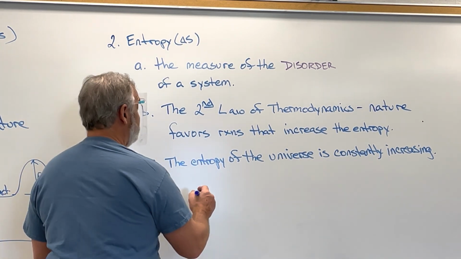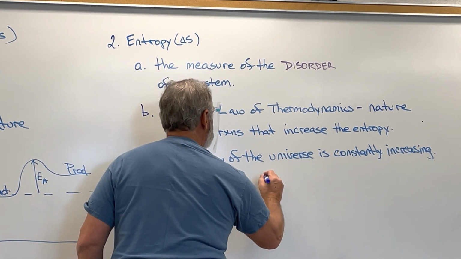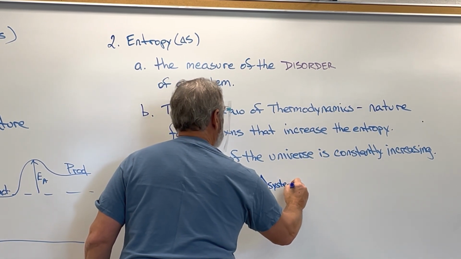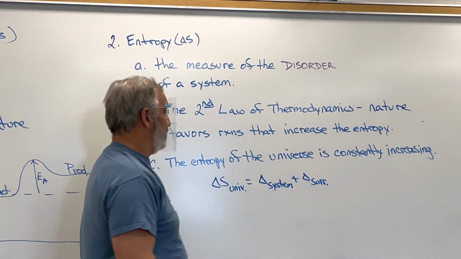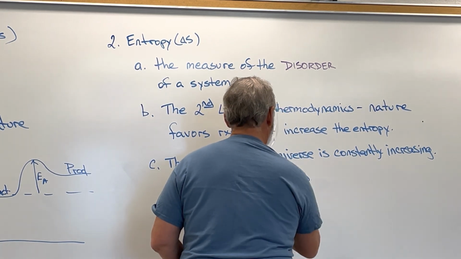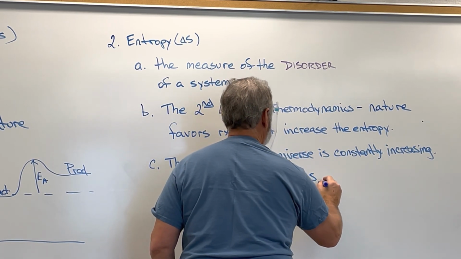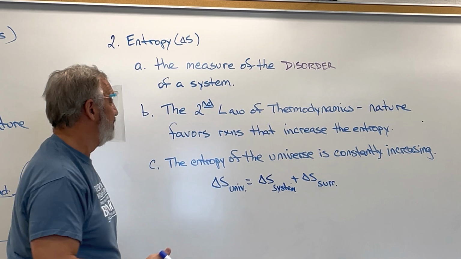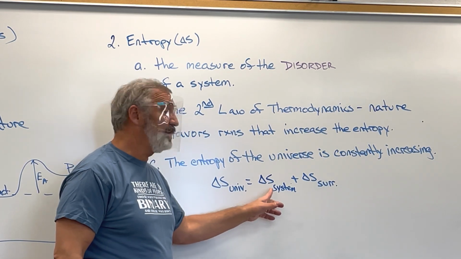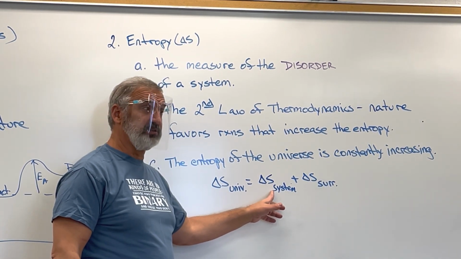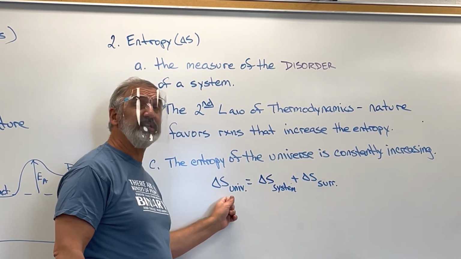So, the entropy of the universe. So the entropy of the universe, delta S of the universe, is going to equal delta S of the system plus the delta S of the surroundings. Okay, so we're going to measure the delta S of the system. That can go up or down. That can increase or decrease. But the overall entropy of the universe is constantly increasing.